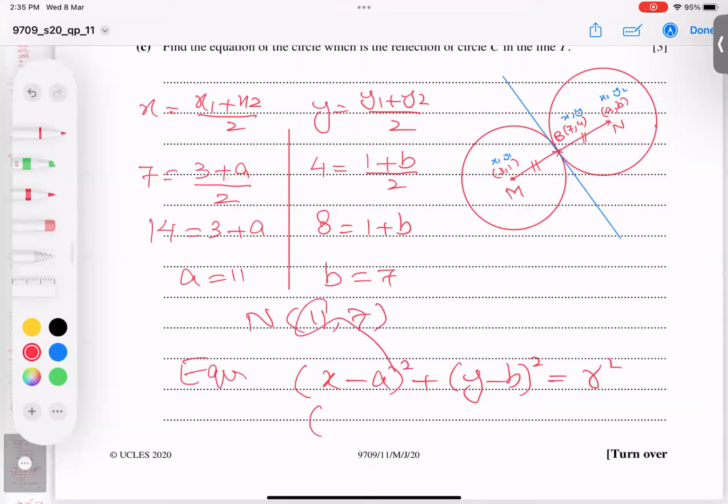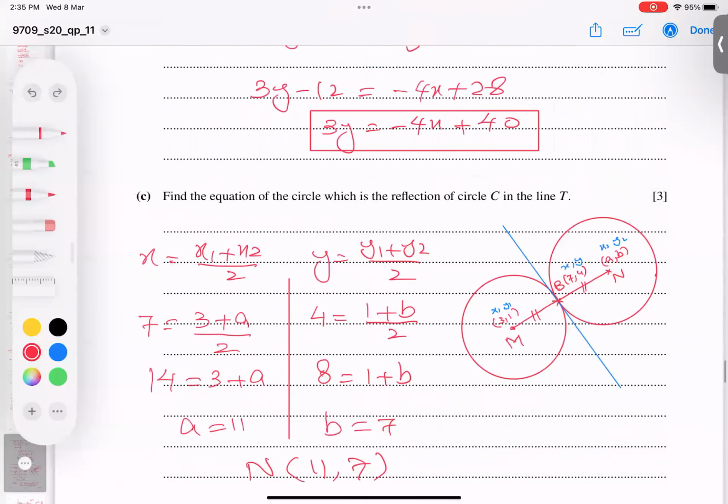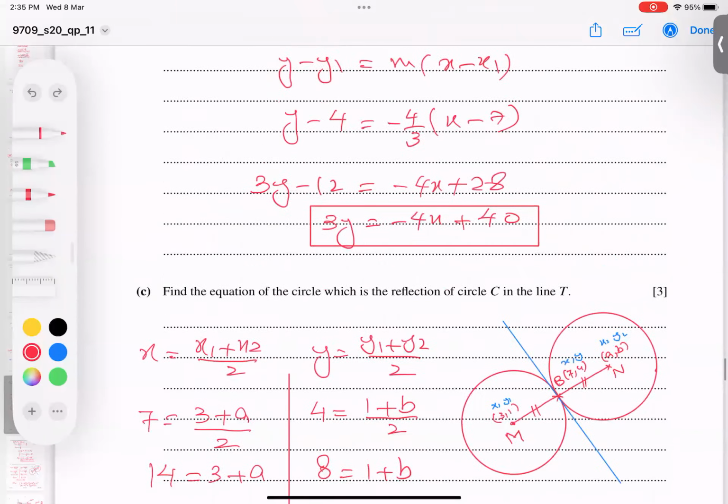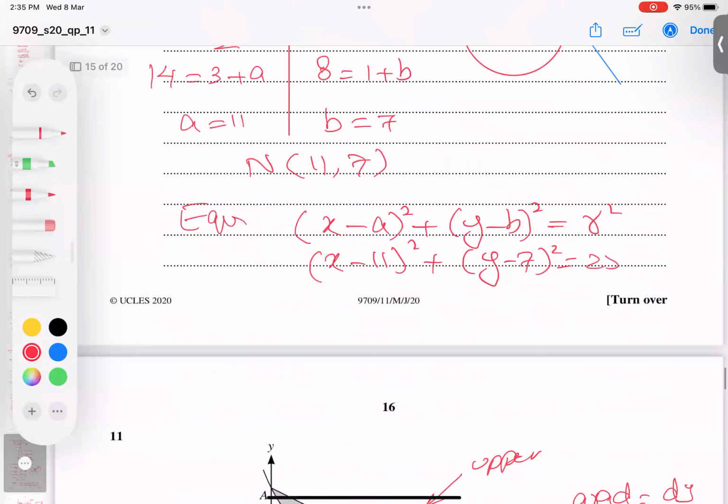And this will behave as a and this will behave as b. So I'm writing here x minus 11 and y minus 7 and r. What is the radius? Radius, because of reflection, how much is this radius? Same radius here. Radius will not change. And the radius we got just before was 5, so it remains the same. So alhamdulillah rabbil alameen.